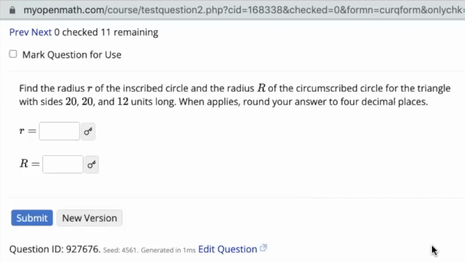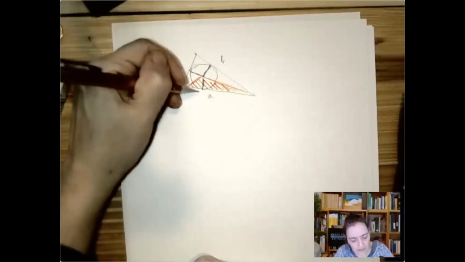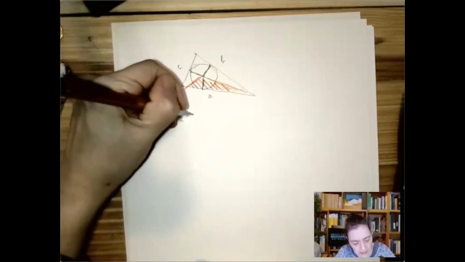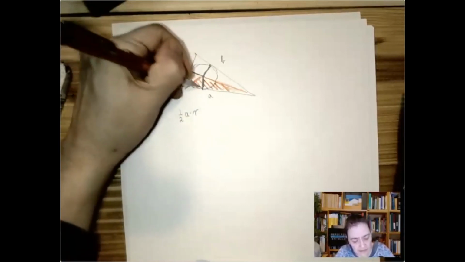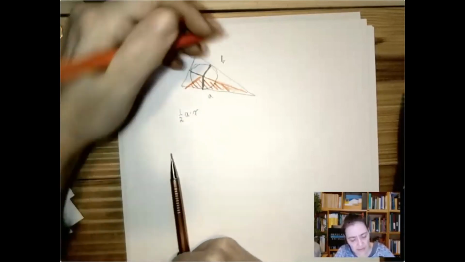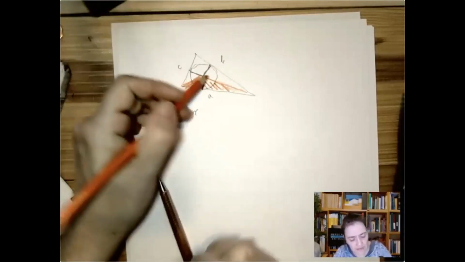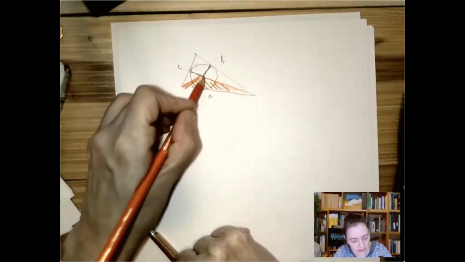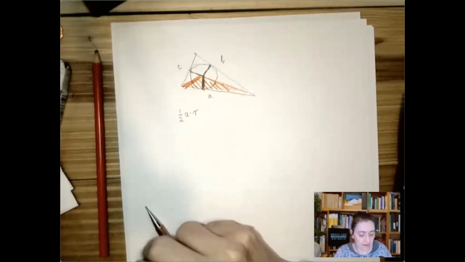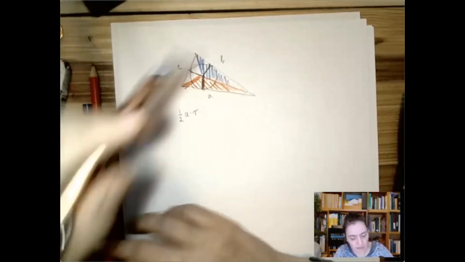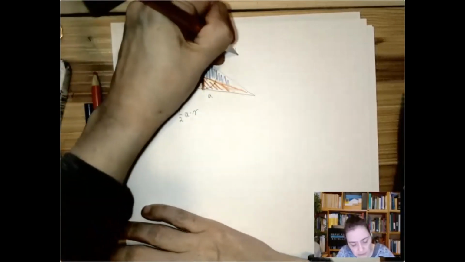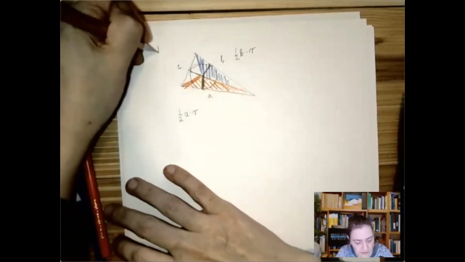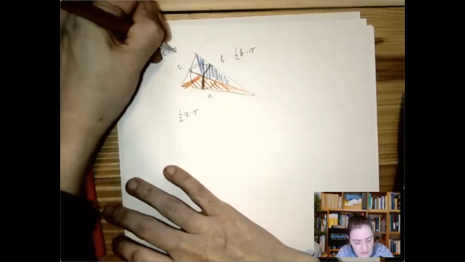Okay, so now this orange triangle's area is 1/2 times A times R, where R is the radius of the inscribed circle. You see, in this triangle, A is the base and the inscribed circle's radius is the height. And similarly, the blue triangle's area is 1/2 times B times R, and the unshaded one is 1/2 times C times R.